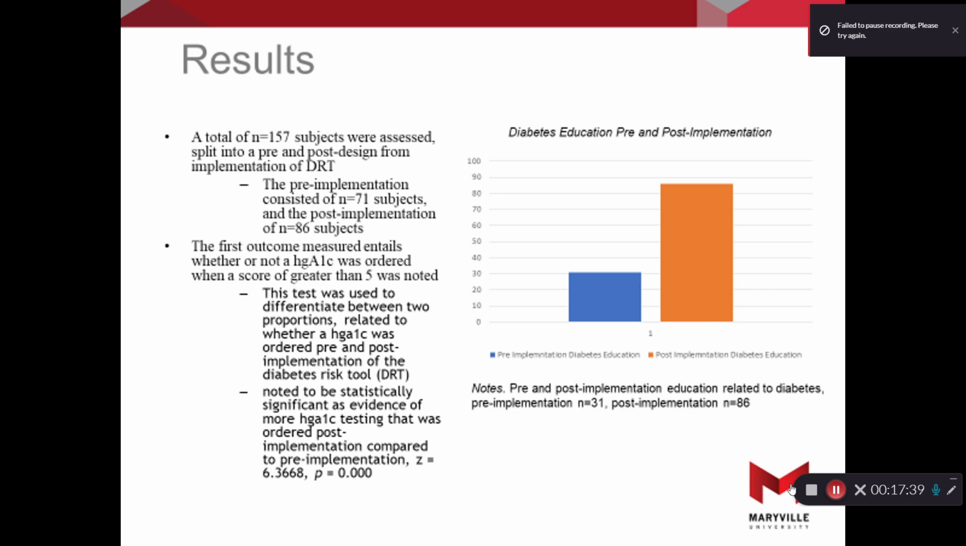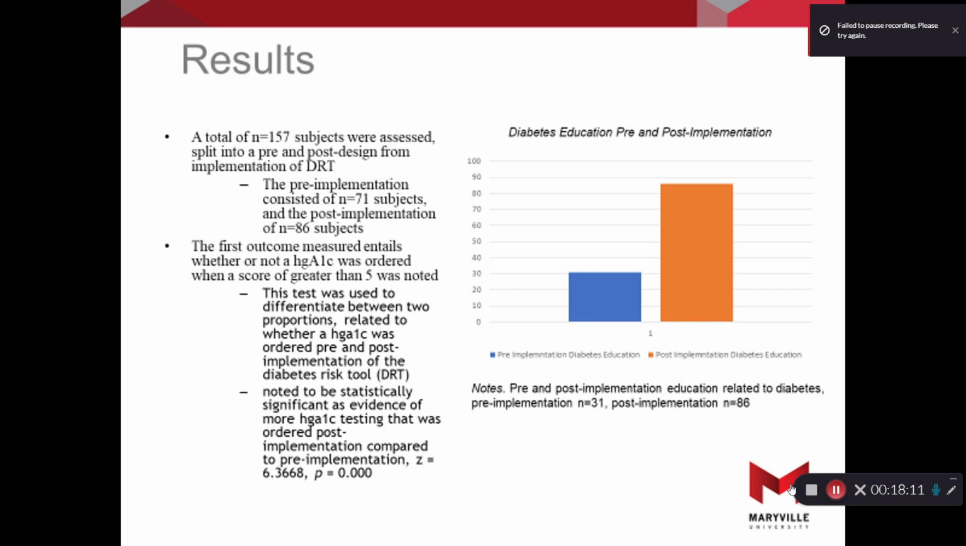As you can see, according to Z 6.3668 and a P of 0.000, this did demonstrate the effectiveness of the DRT and provides patients with diabetes education based on the risk scores. So, out of 157 subjects that were assessed, the pre-implementation consisted of 71 and the post was 86. So it was noted to be statistically significant, further supporting the outcome created from the PICO question.